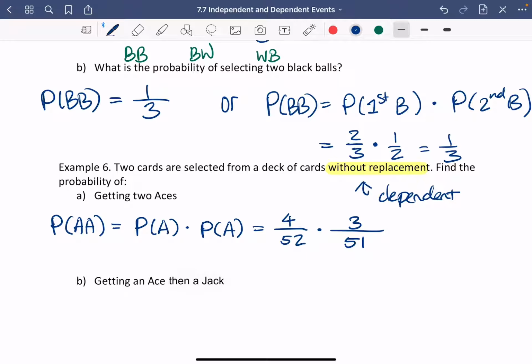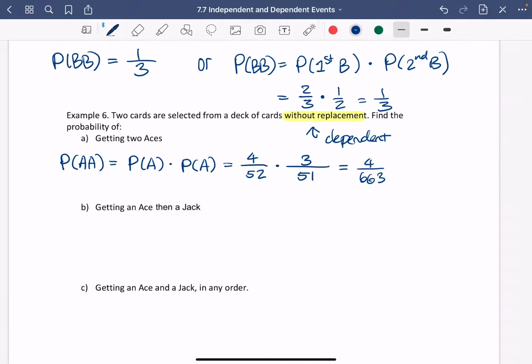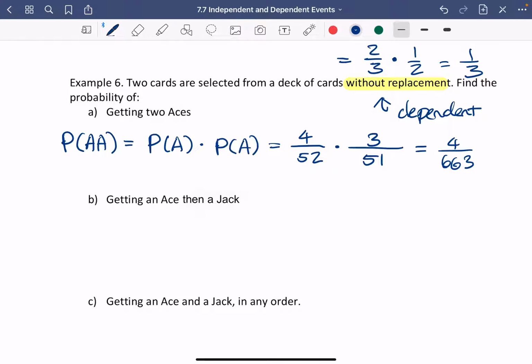Okay, so this is equal to 4 over 663. That's the probability of getting 2 A's. Now let's look at the probability of getting an ace and then a jack. So the probability of getting an ace and a jack is the probability of getting an ace times the probability of getting a jack.